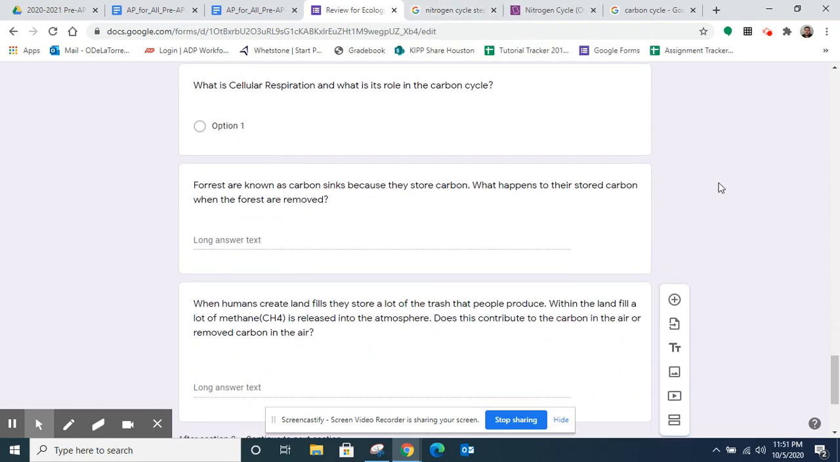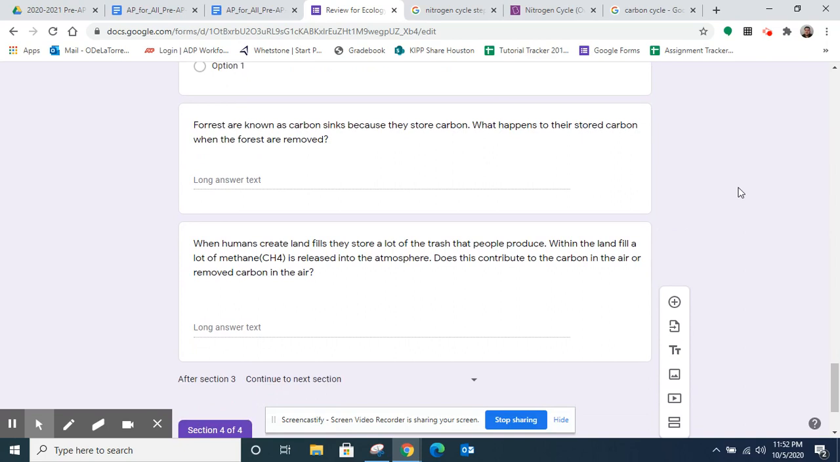Now, the last question. Forests are known as carbon sinks because they store carbon. What happens to their stored carbon when the forest is removed? So, forests store carbon, but if we remove the forest, there's nothing to store the carbon anymore, which is a bad thing. We need something there to be able to store the carbon so that we have a place to put it, because otherwise there'd be too much carbon in the air. And so removing the forest in any shape, way, or form is a bad thing because we release the carbon back into the atmosphere and we make the planet hotter. So that also includes chopping the forest down, burning the forest down. Any other way of removing the forest is a bad thing. We need the forest there to trap the carbon into itself.